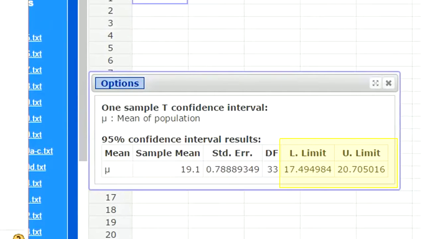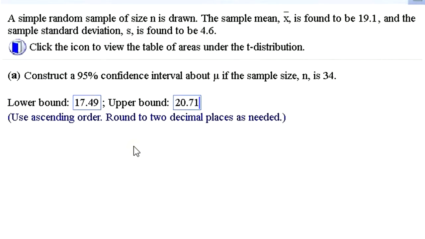So this part's very easy. Just got to put this stuff in. 2 decimal places, 17.49 to 20.71.